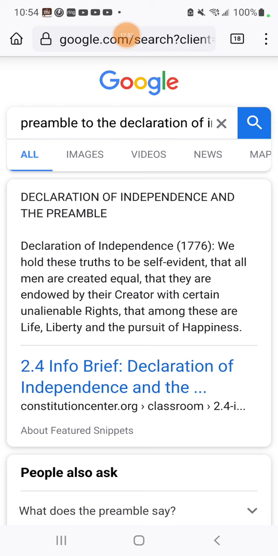Declaration of Independence 1776. We hold these truths to be self-evident, that all men are created equal, that they are endowed by their Creator with certain unalienable rights, that among these are life, liberty, and the pursuit of happiness.